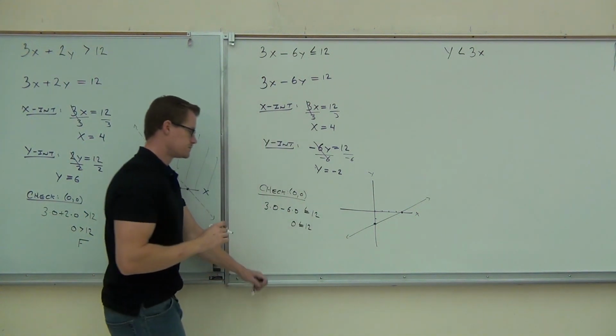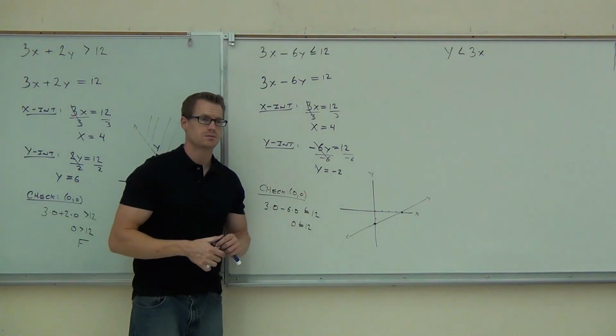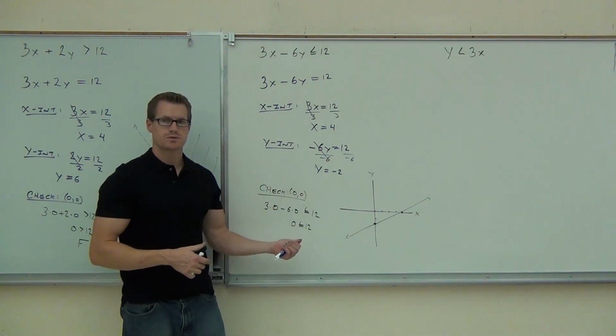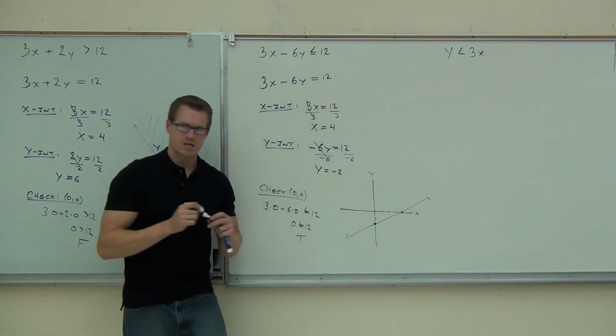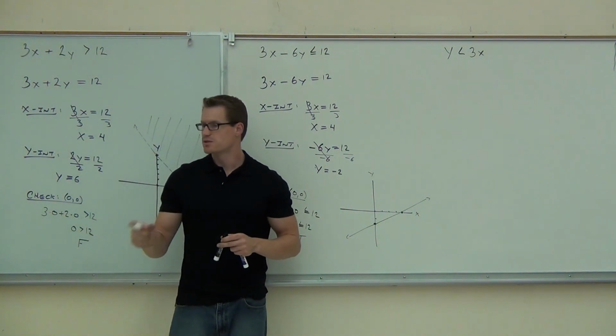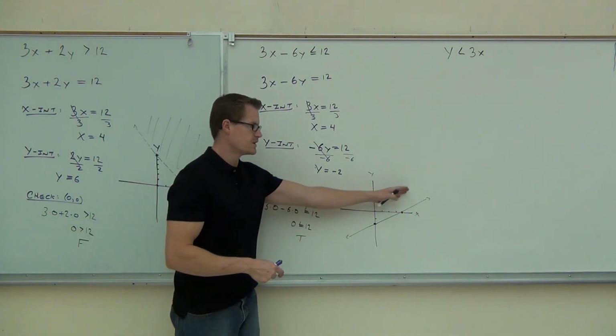So, let's see. True or false? True. Definitely true. If it's true, you shade the side that the point you just checked is on. You shade that half plane. So 0, 0 worked. It represents all these points work.